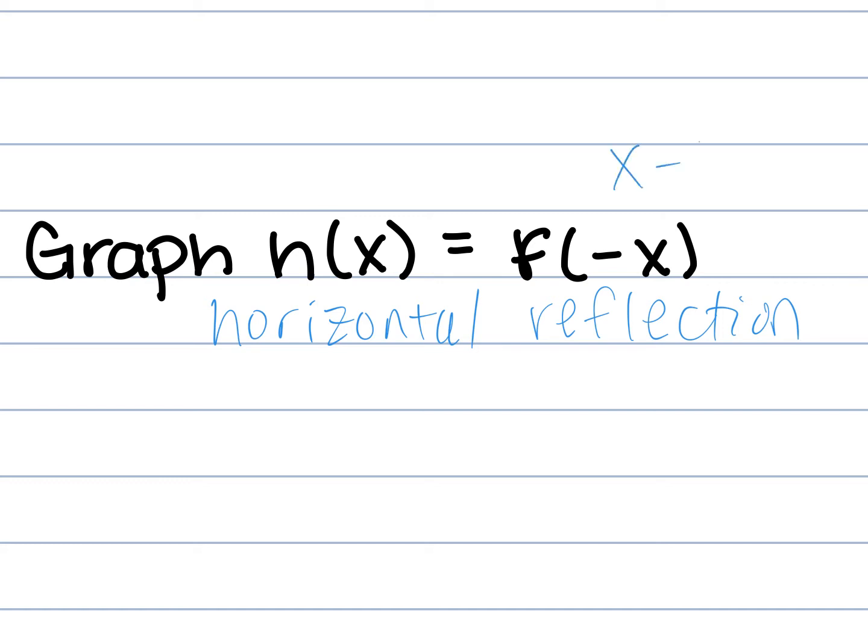If we had x minus 1 inside the parentheses, what kind of transformation would that be? A translation. Do you guys see the difference? Reflection is when you're multiplying by a negative. Translation is when you're adding or subtracting. Which axis would it be over? Over the y-axis.